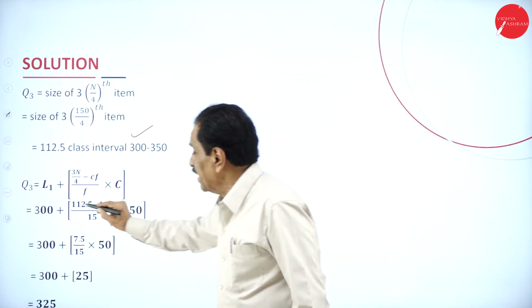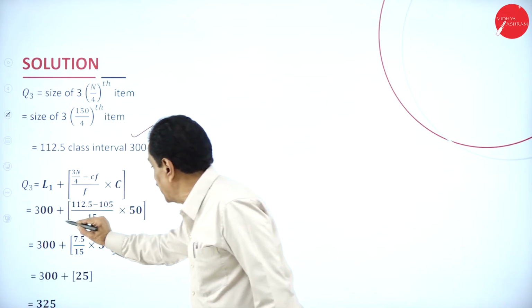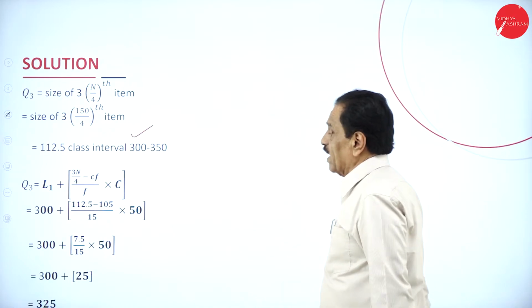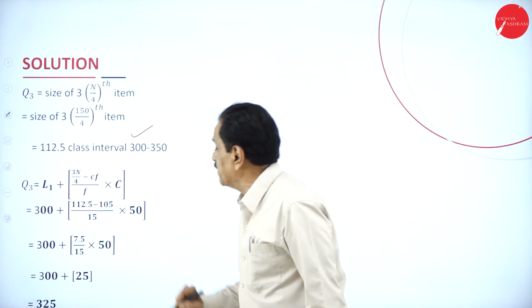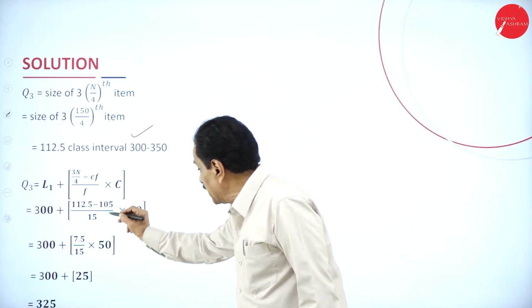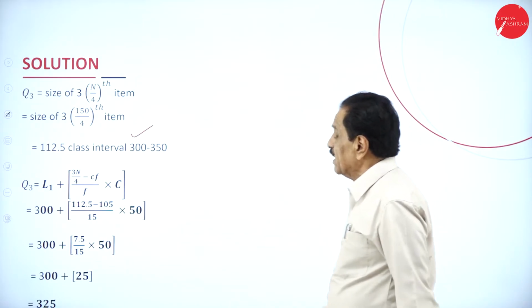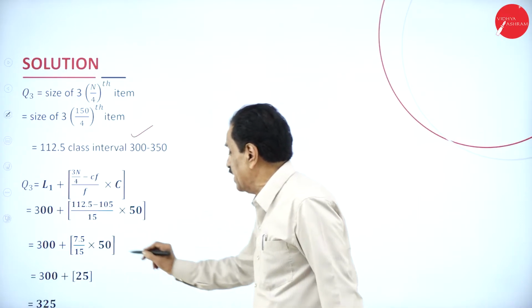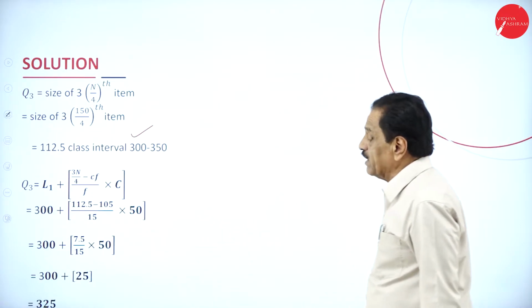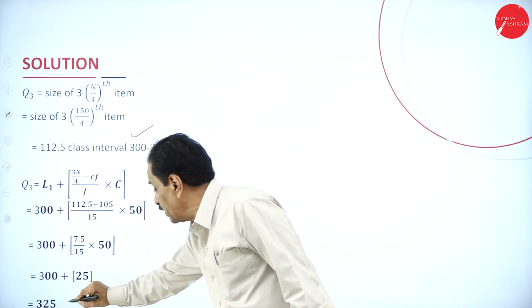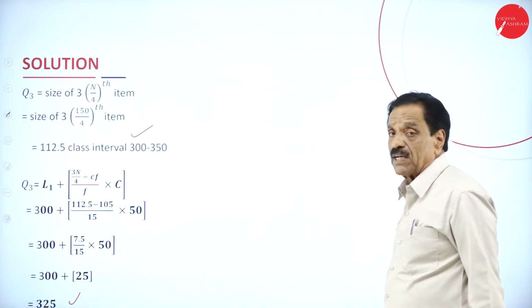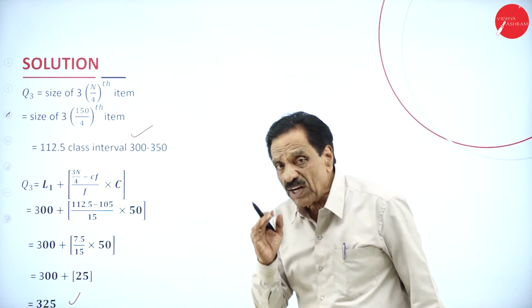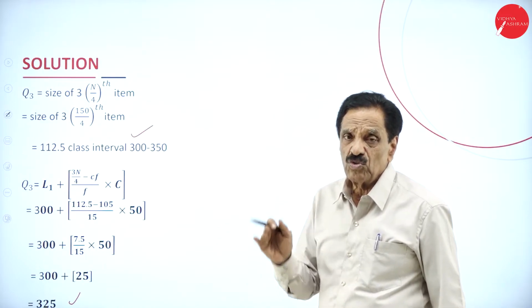That is 300 to 500, 300, 112.5 minus cumulative frequency 105, divided by frequency 15, into class interval 50. 7.5 into 50 divided by 15 is 25. 300 plus 25 is 325, which becomes the Q3. So you find out Q1, Q2, Q3.